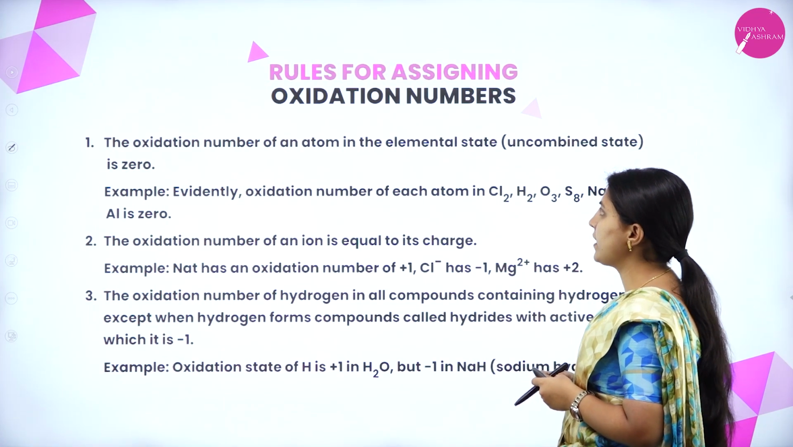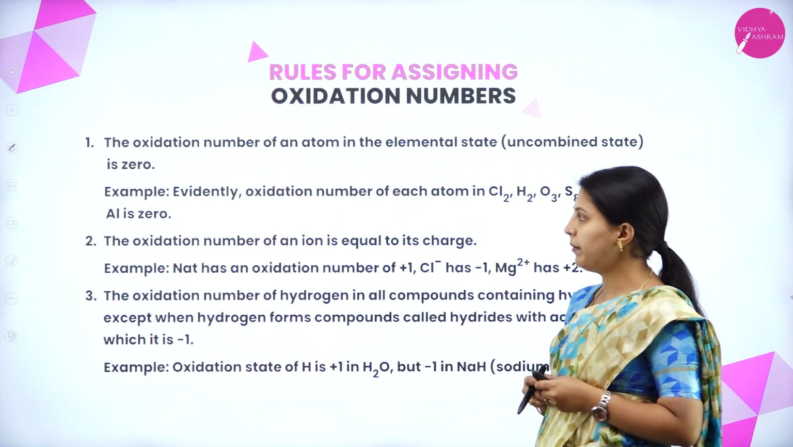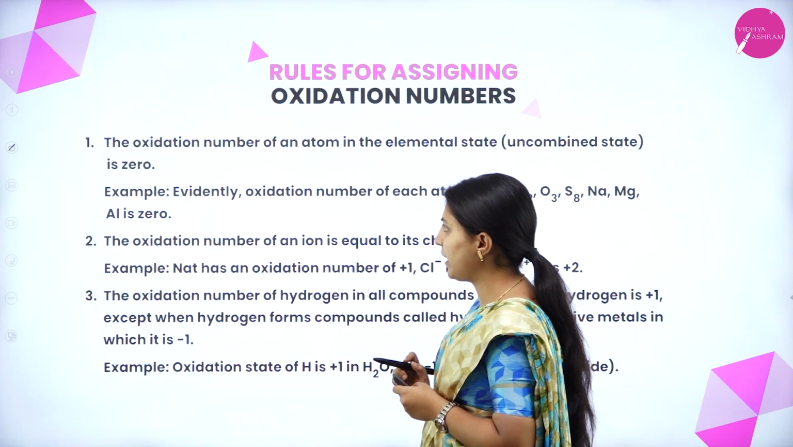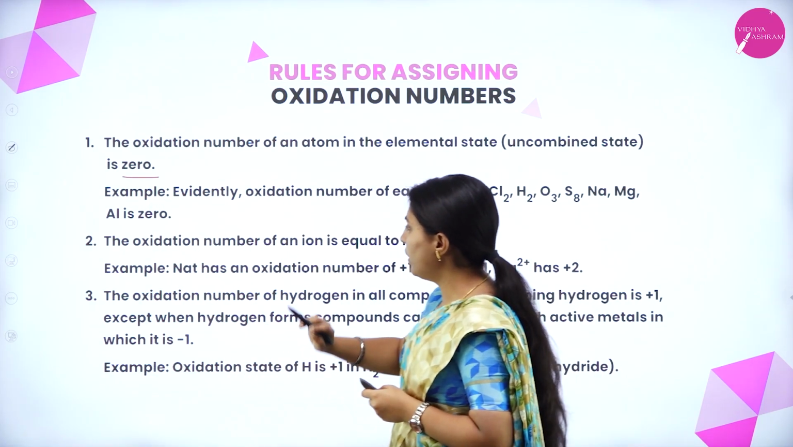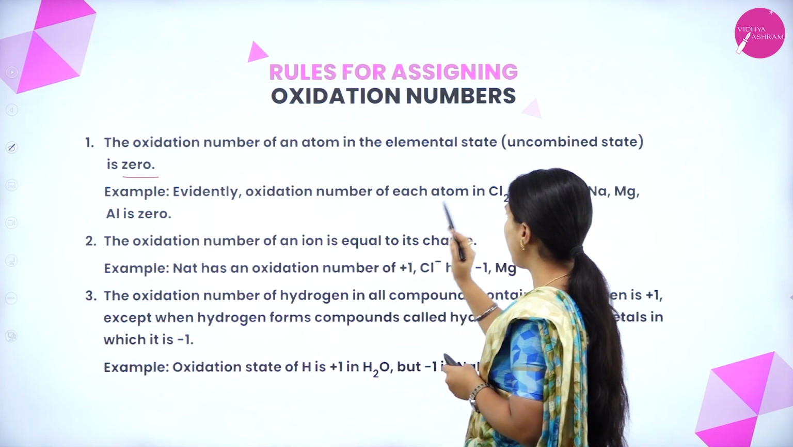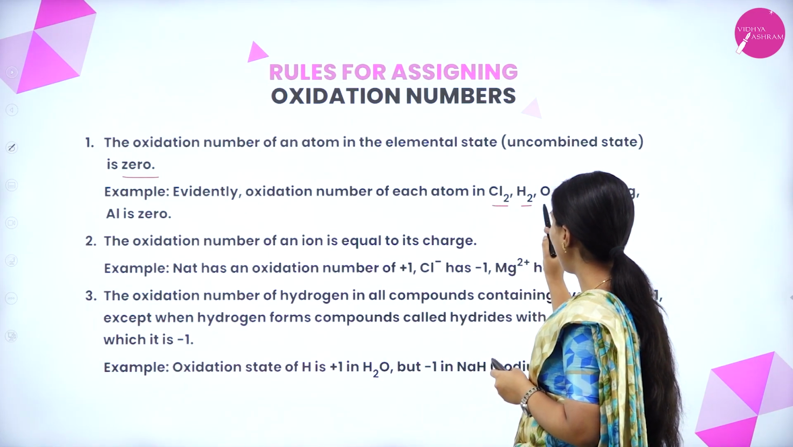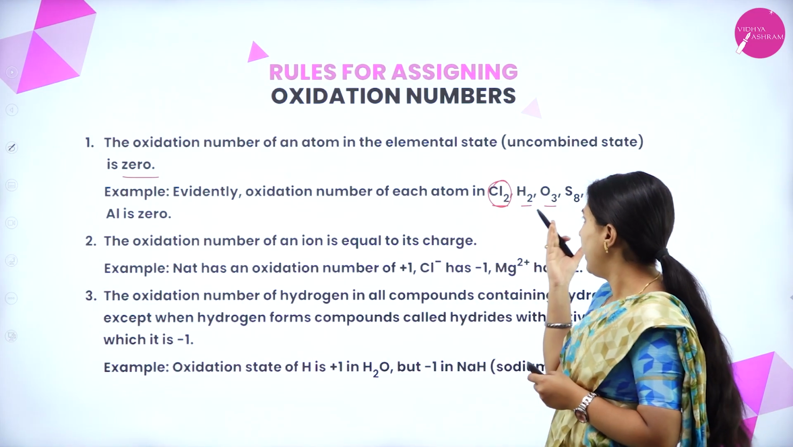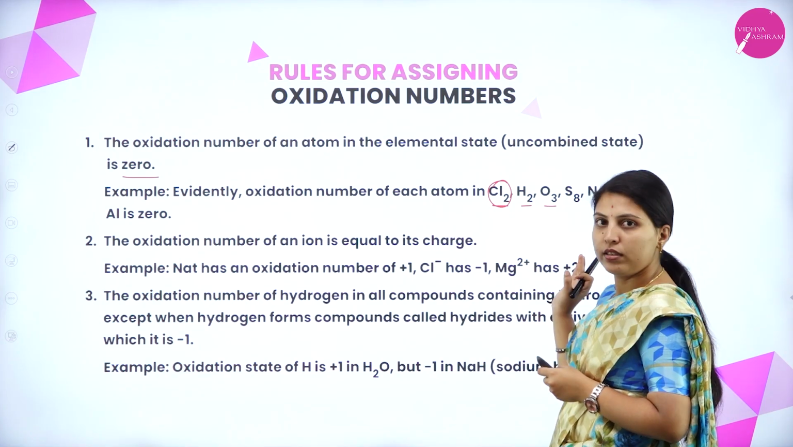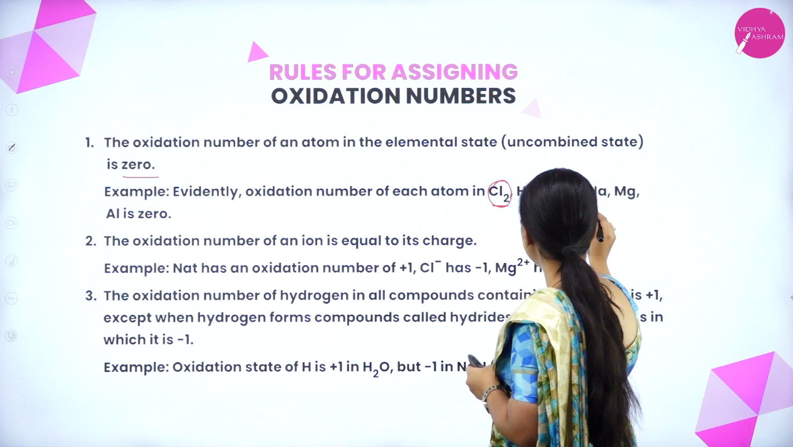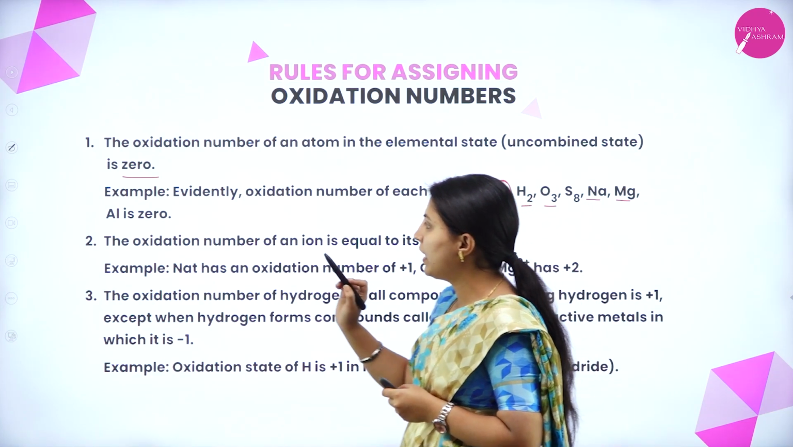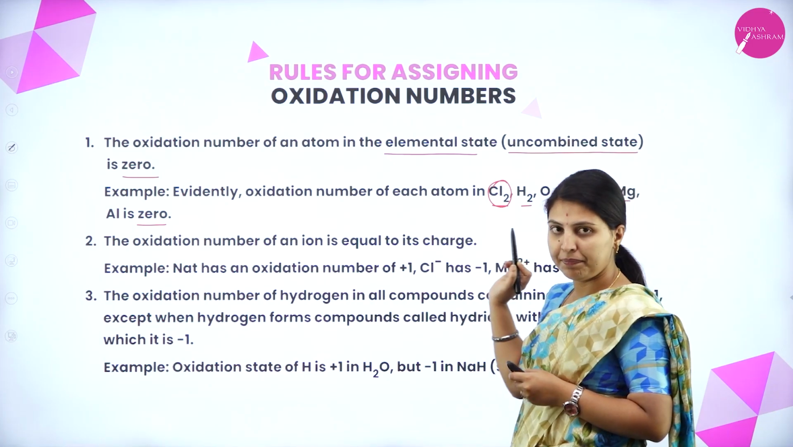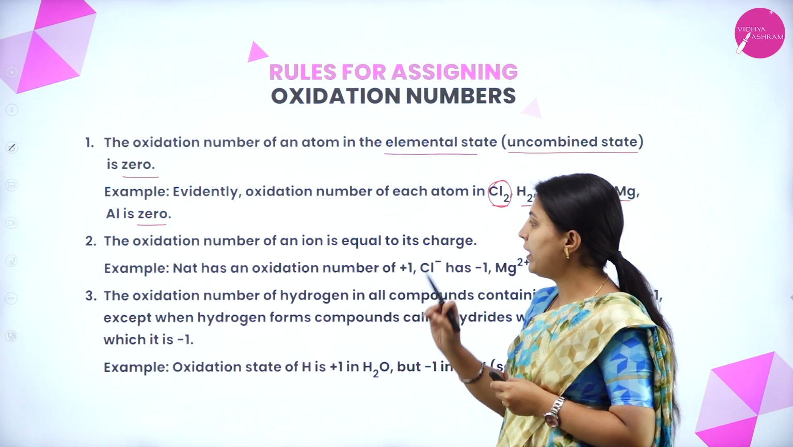Rules for assigning oxidation number. The oxidation number of an atom in an elemental state, that is, uncombined state, is 0. For example, Cl2, H2, O3 are all elements. Sodium, magnesium and so on will have oxidation number or state 0 in elemental or uncombined state.